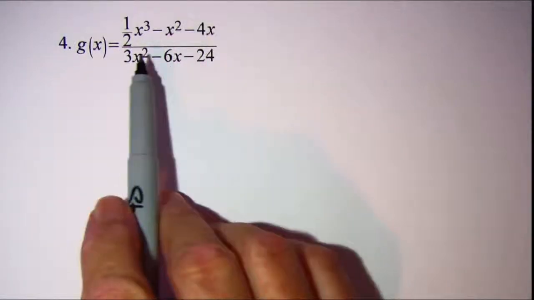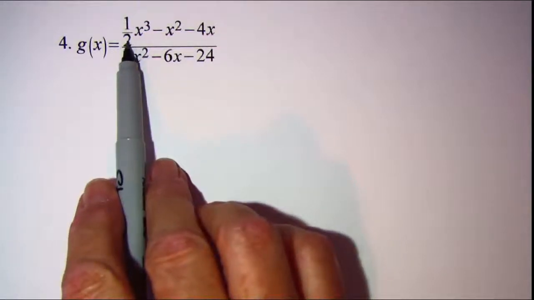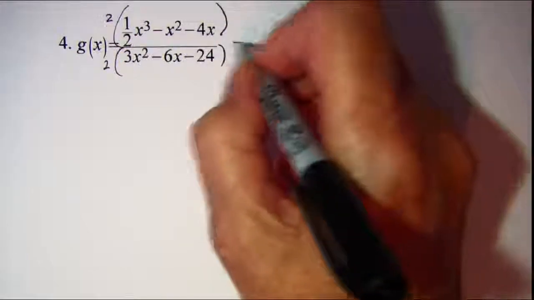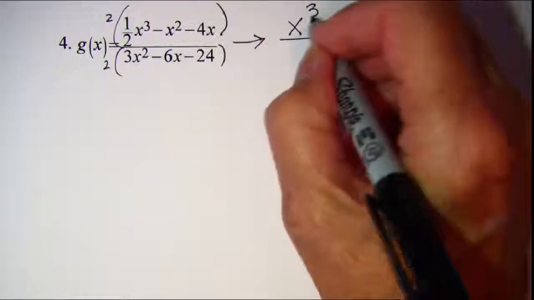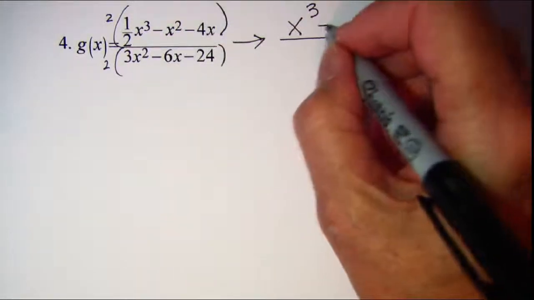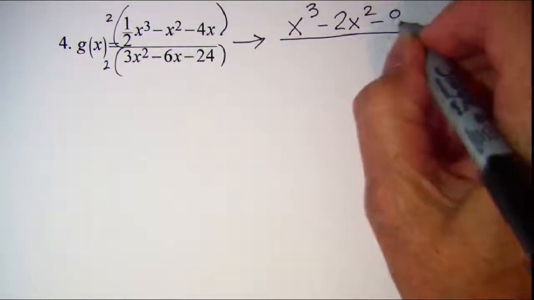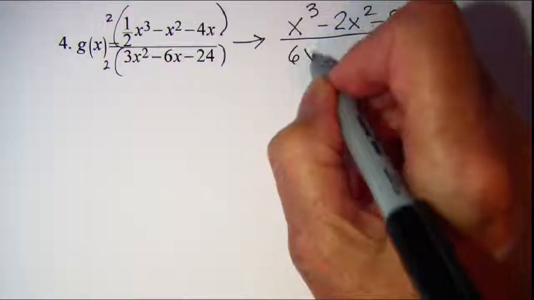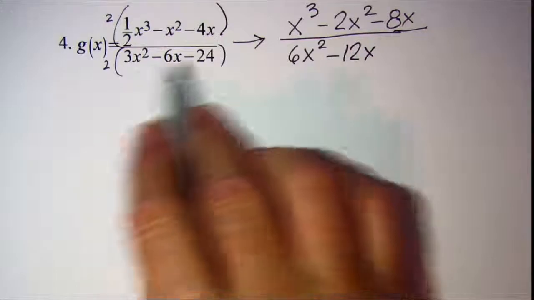For this one, I'm going to multiply top and bottom by 2 to get this fraction off of there so I can look at it a little bit better. So if I multiply the numerator and denominator by 2, the top just becomes x cubed minus 2x squared minus 8x, and the bottom becomes 6x squared minus 12x minus 48.